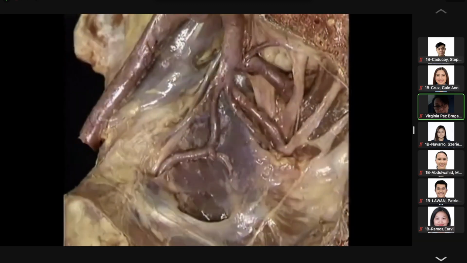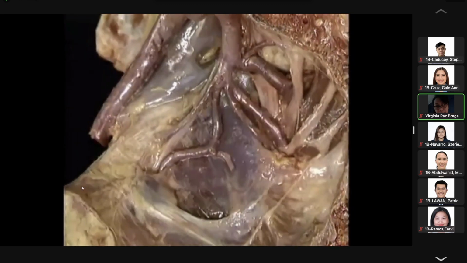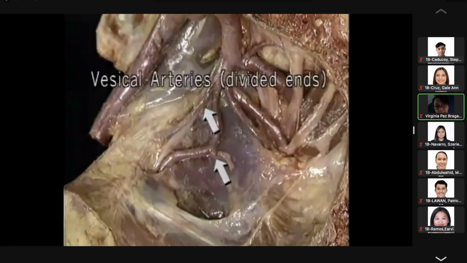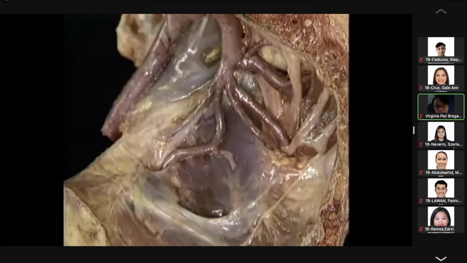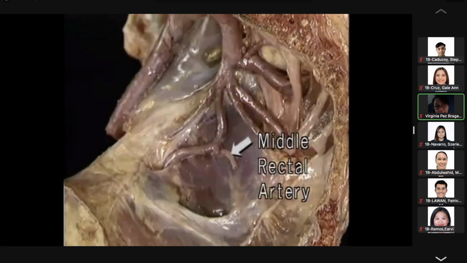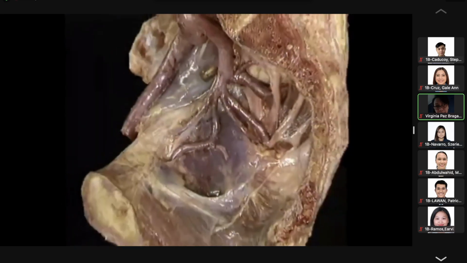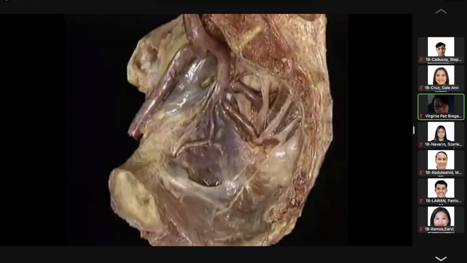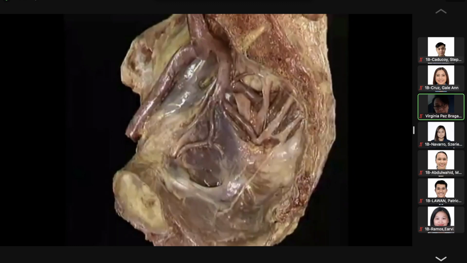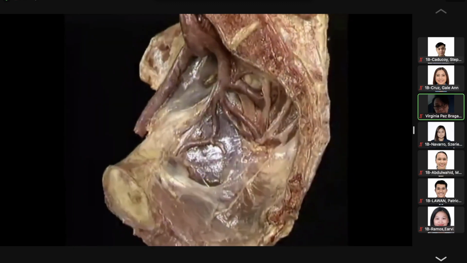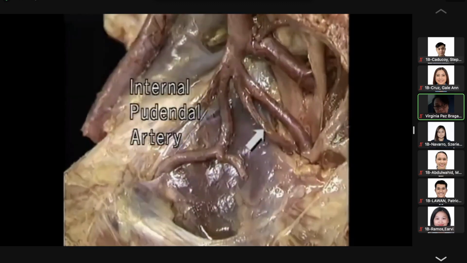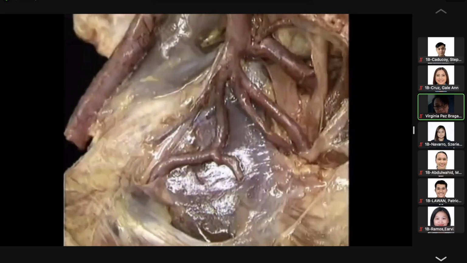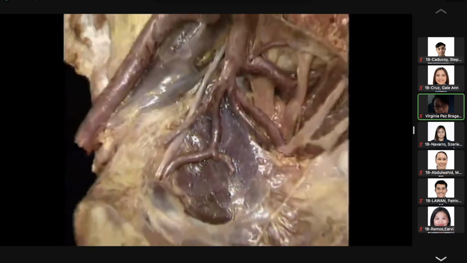Branches to the pelvic organs arise in a widely varying fashion. These are the divided ends of the vesical arteries, superior and inferior, which supply the bladder. This is the middle rectal artery, which supplies the lower part of the rectum. In the female, the uterine arteries also arise, directly or indirectly, from the internal iliac. The branch of the internal iliac that concerns us most closely here is the internal pudendal artery. It supplies the blood supply to the perineum.